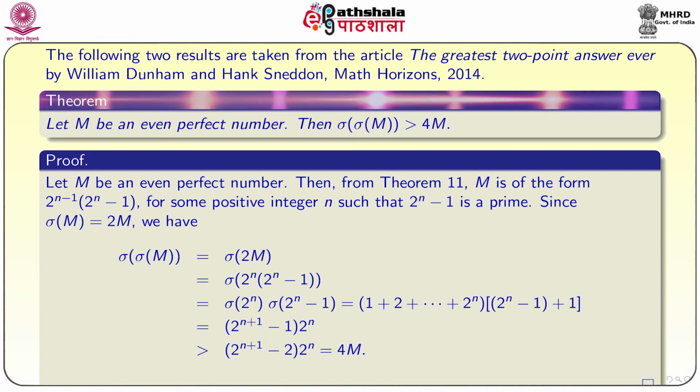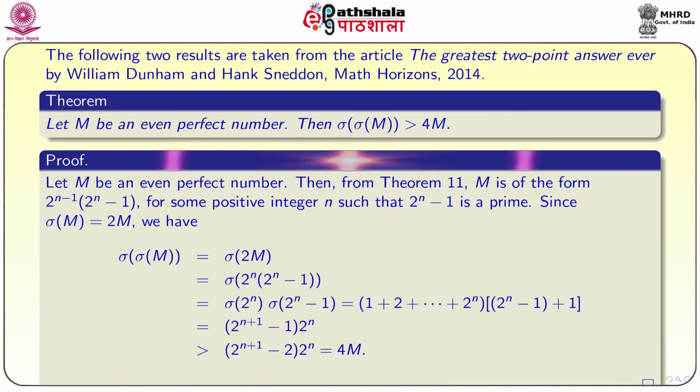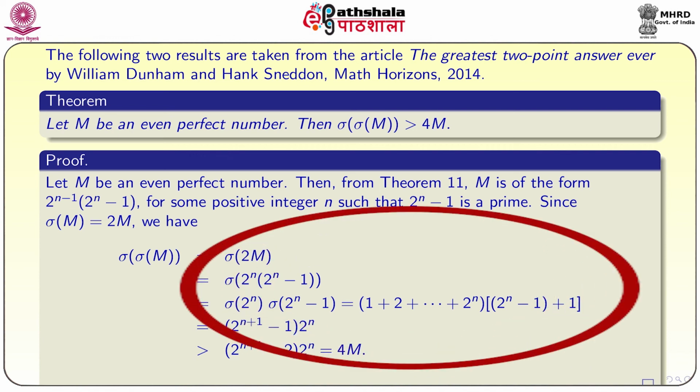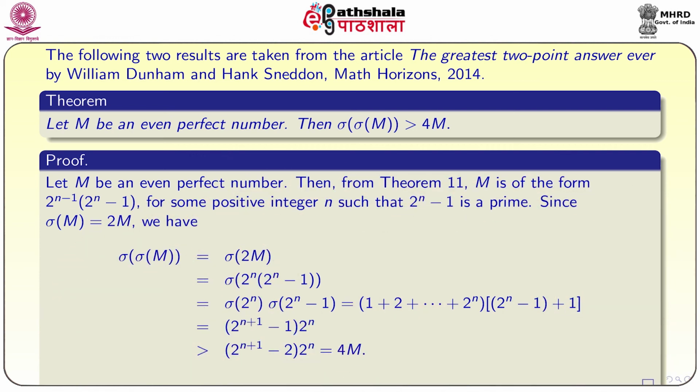What this result says is: let m be an even perfect number, then sigma of m is greater than 4m. The proof goes like this. Let m be an even perfect number. By an earlier result, m is of the form 2^(n-1) times (2^n - 1) for some positive integer n such that 2^n - 1 is a prime. Since sigma of m is equal to 2m, we have sigma of m equal to sigma of 2m, that is sigma of 2^n times (2^n - 1), as m is of the form 2^(n-1) times (2^n - 1).